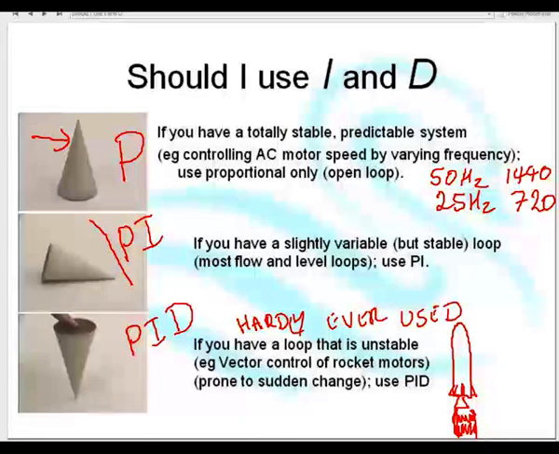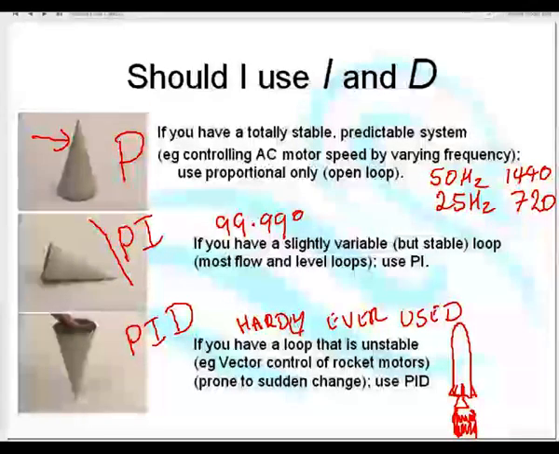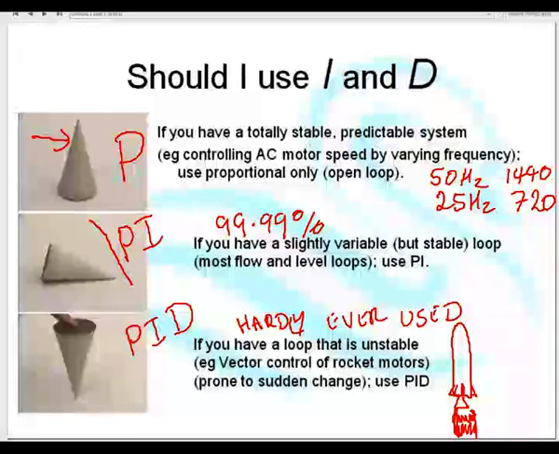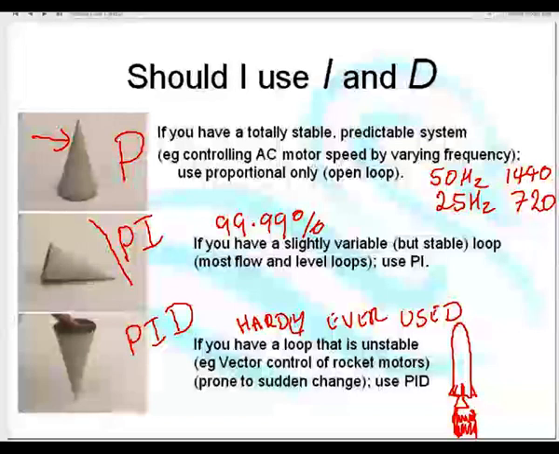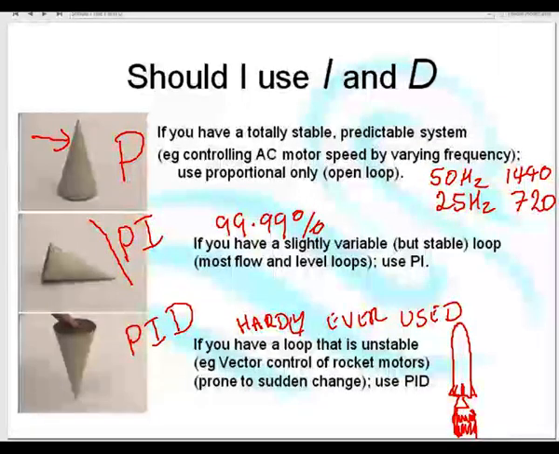We hardly ever use the D term. We use the P and I terms. 99.99% of the control loops you will see, you'll use P and I. 99.99% of the loops are pretty predictable, but not totally. In my career, and I've been doing this for a little while, I've used the D term twice, and they were both very unusual circumstances.